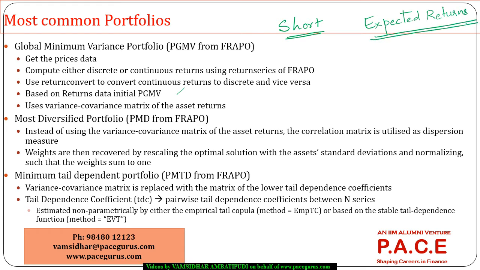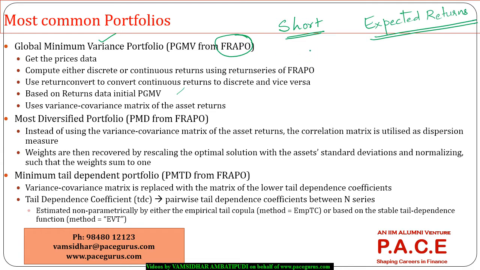Let me tell you, the current session does not consider these two aspects of the portfolio: having short positions, and having some kind of expectation on the return. So here we are more and more looking at the variance-based or correlation-based kind of portfolio creations itself. So going into that, if I look at the first one, which is the global minimum variance portfolio, I will be executing that from a package called Frapo.